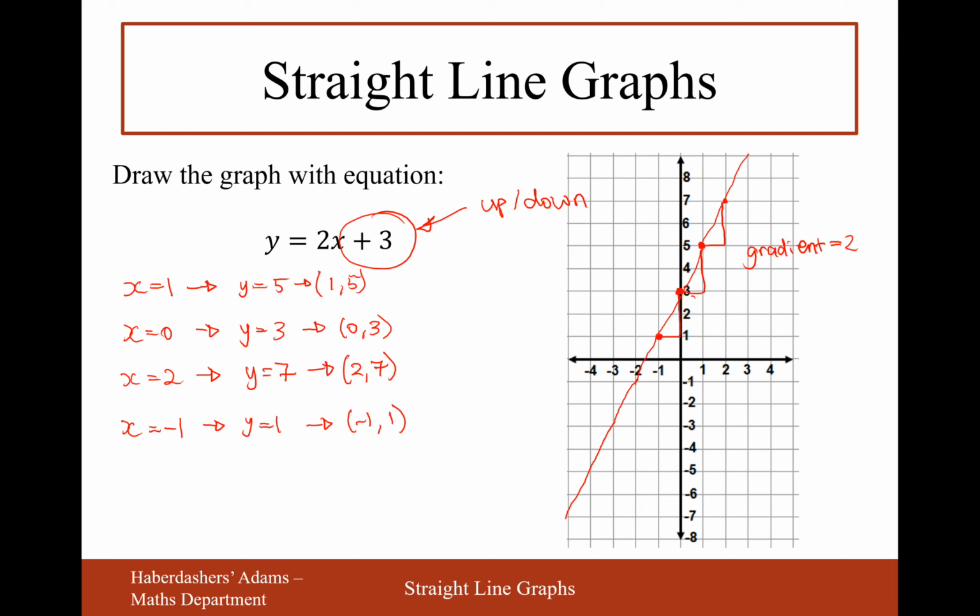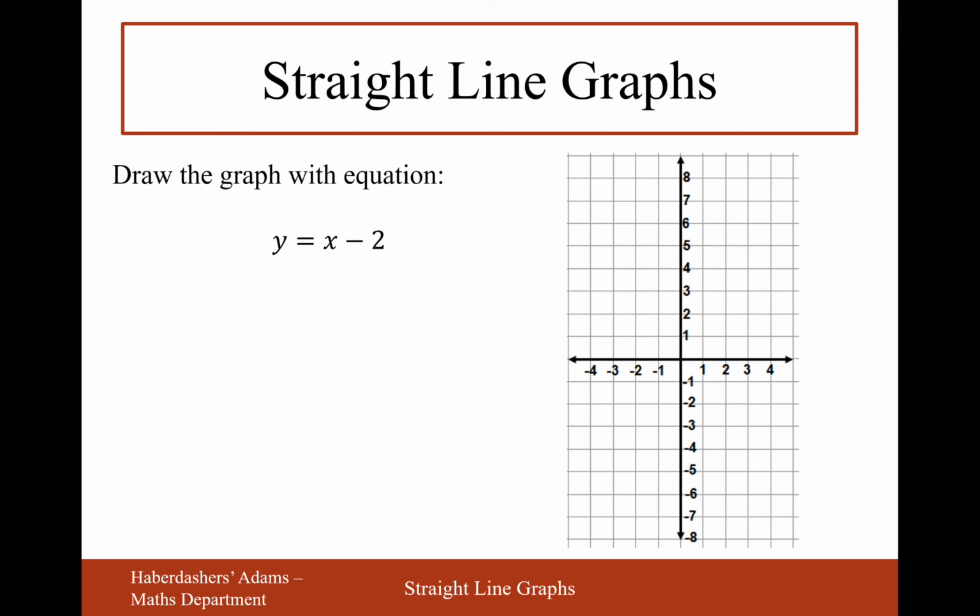And you'll also notice that it cuts the y-axis at that exact number 3. Why is that? Well, because at the point that it cuts the y-axis, it hasn't moved left or right by anything, so the x value is 0. And whenever you times whatever your gradient number is by 0, it will just effectively disappear. It becomes 0. And so you'll just then have the 3 to move up by.